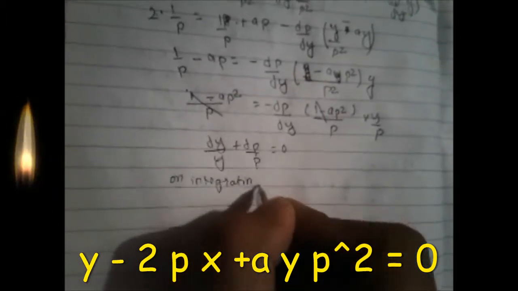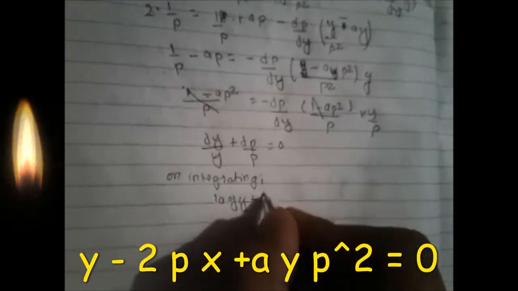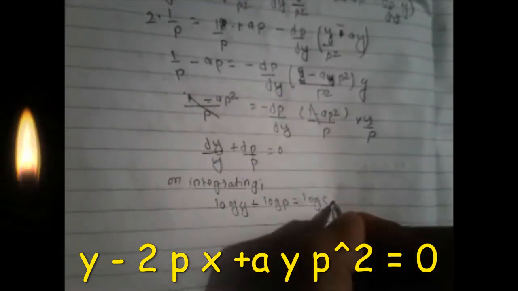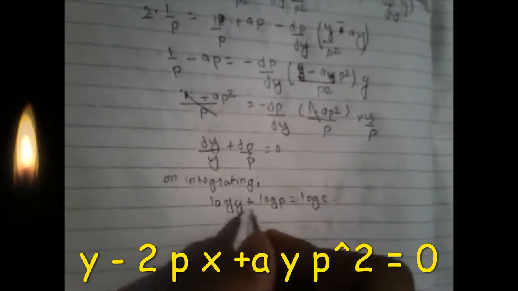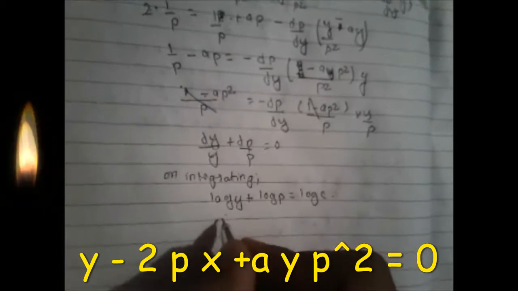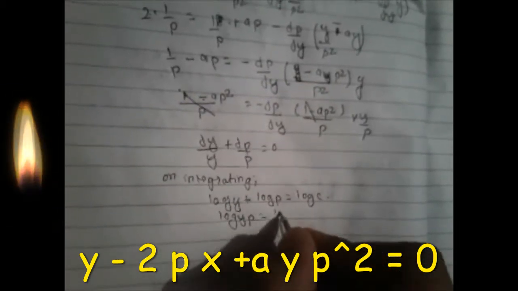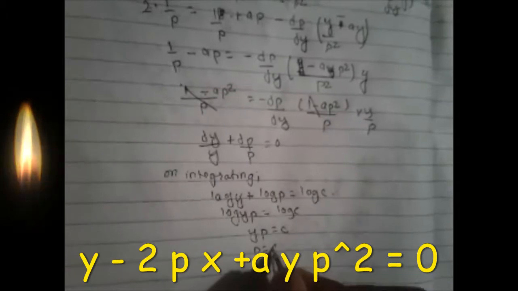On integrating we get log y plus log p is equal to log c. Here c, so we put log c, no problem. And this log plus log multiplies, log yp is equal to log c, yp is equal to c, cancelling on both sides, p is equal to c by y.